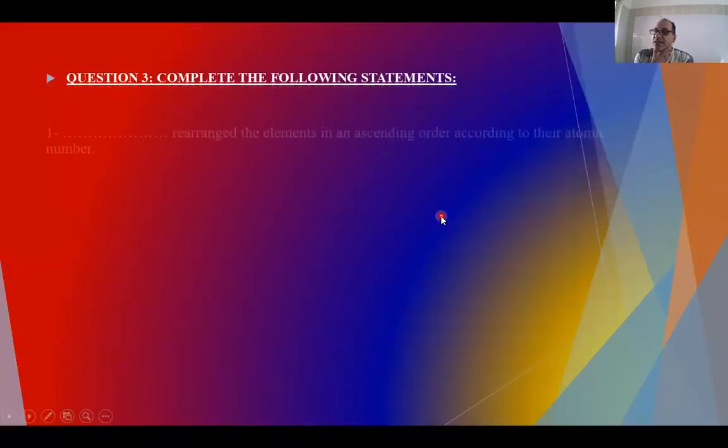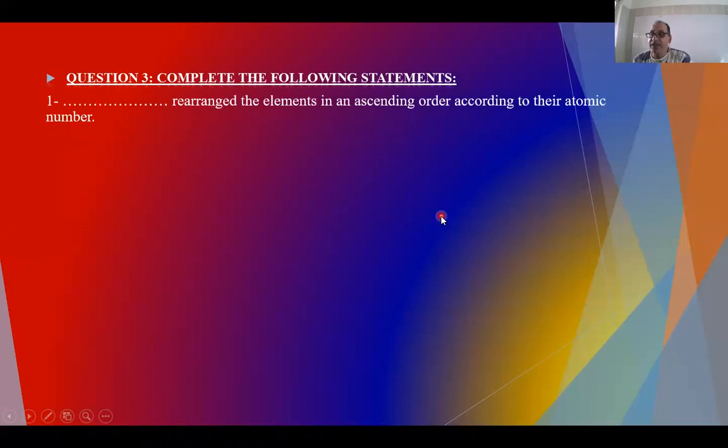Question 3. Complete the following. Dot rearranged the elements in ascending order according to atomic number. If we said atomic weight, the one who did this would be Mendeleev. But according to atomic numbers, it is Moseley.